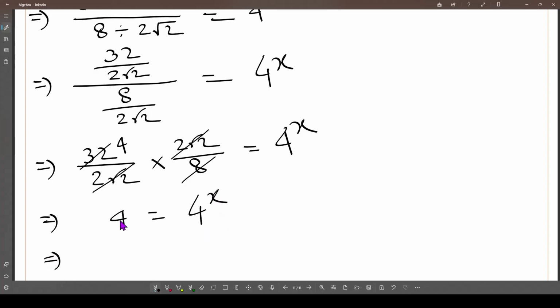Now look, 4 only means the power is 1 and here the power is x. Therefore we can say the bases are the same, so the powers will be equal, so 1 equals x. Our answer is x equals 1, and this is our answer.